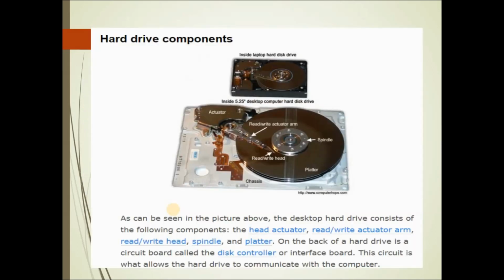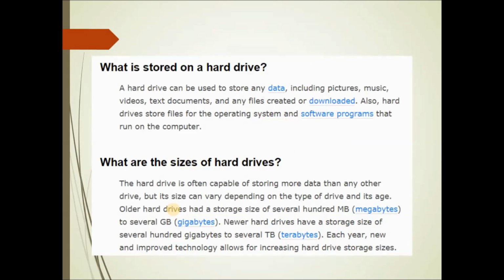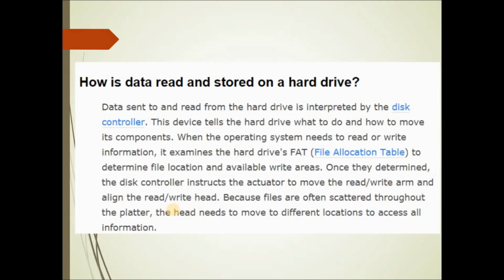Hard drive components. So what is there in a hard drive? Inside a hard drive, you will get the read write head and the spindle motor. So like that, different parts are there inside a hard disk. It has been given in this diagram, so you can see from here. After that, what is stored on a hard drive? Already you know what is stored, and why a hard drive is used in your system. After that, how data is read and written in a hard drive.